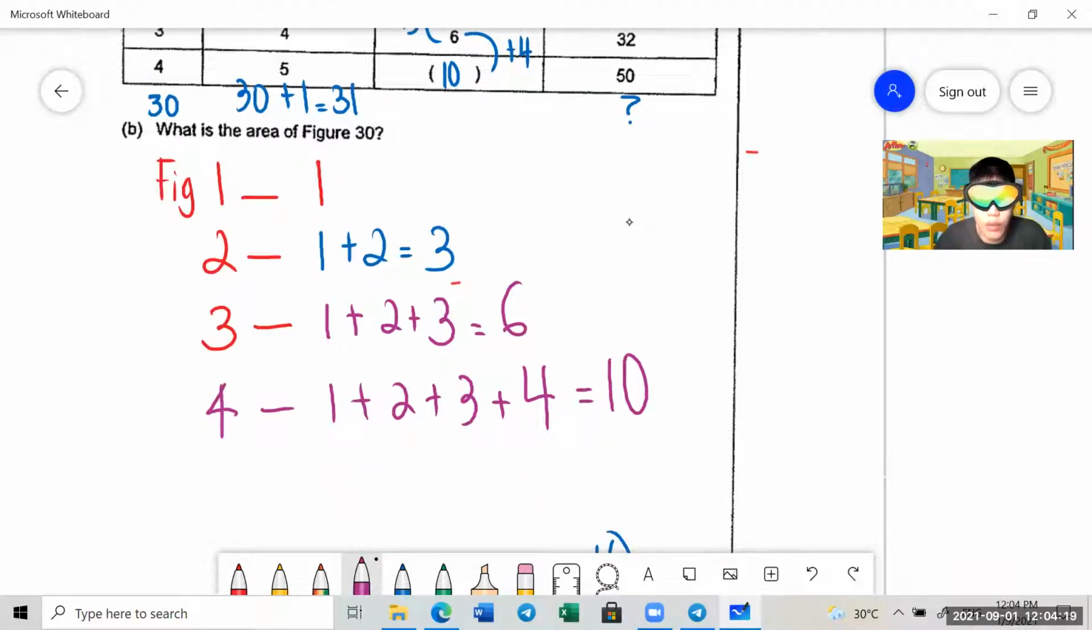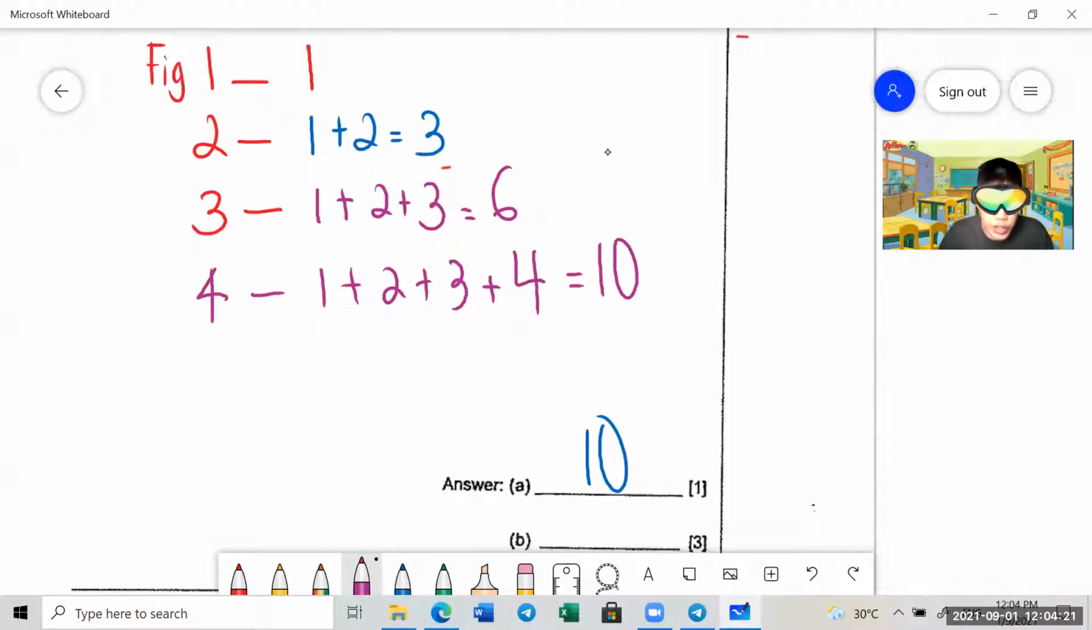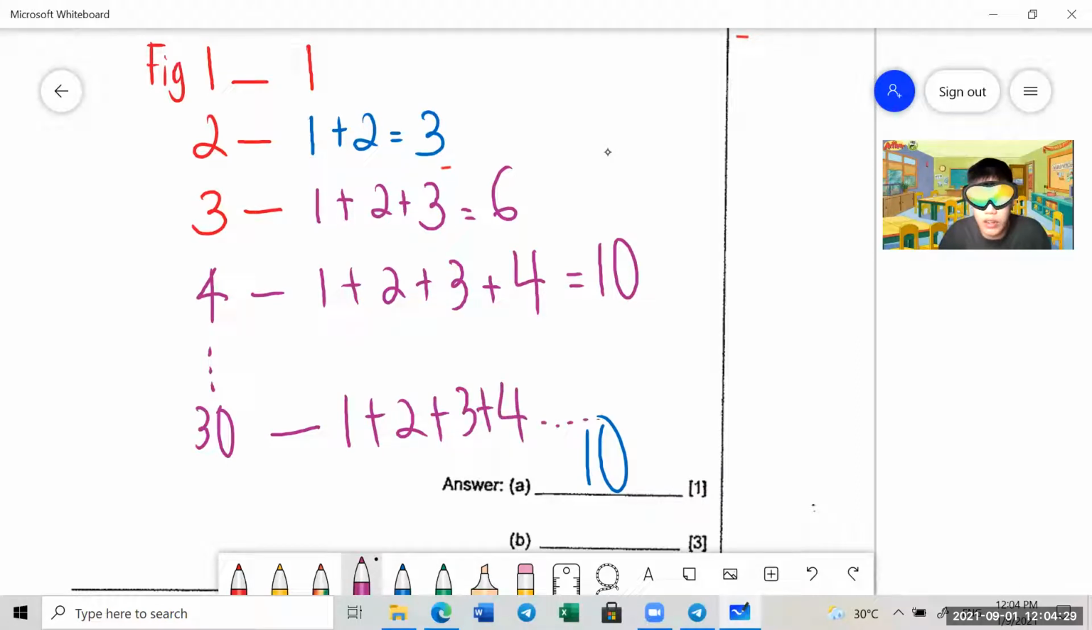Now, what are they asking us for? Figure number 30. Okay, so I want to find figure number 30. How do I do this? Figure number 30 is simply 1 plus 2 plus 3 plus 4, and of course you don't want to list down all the way until 30 is equal to question mark. And this is the question mark that I need to solve.